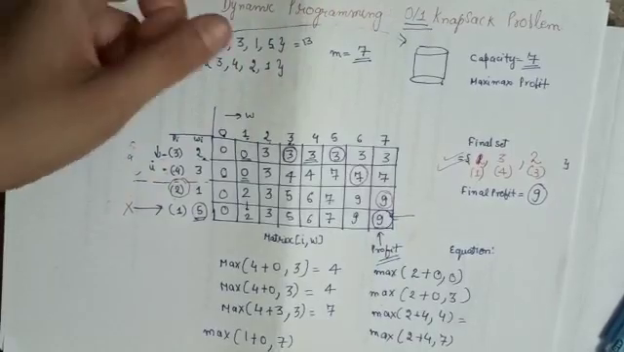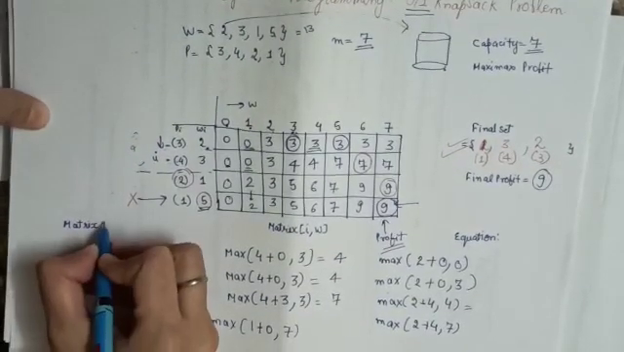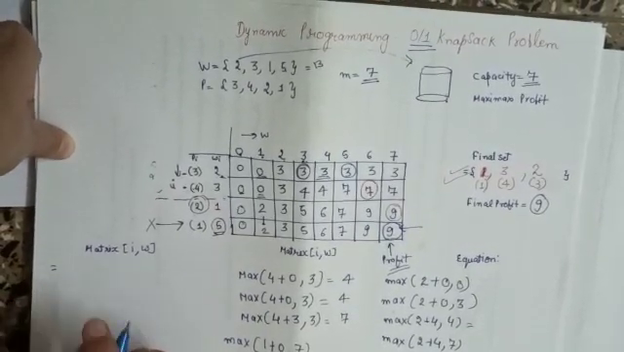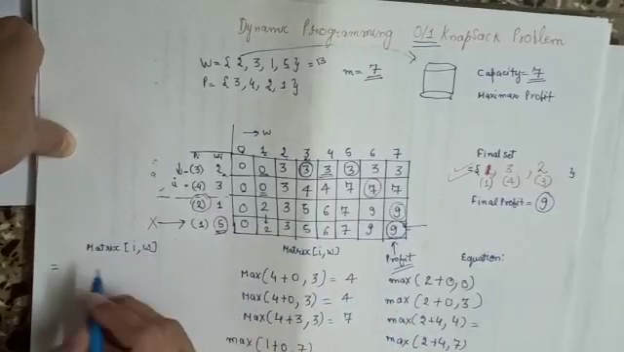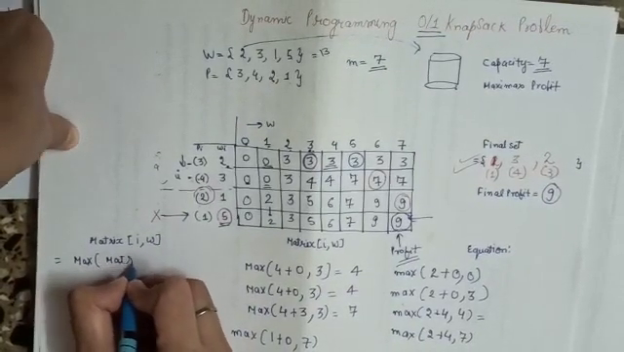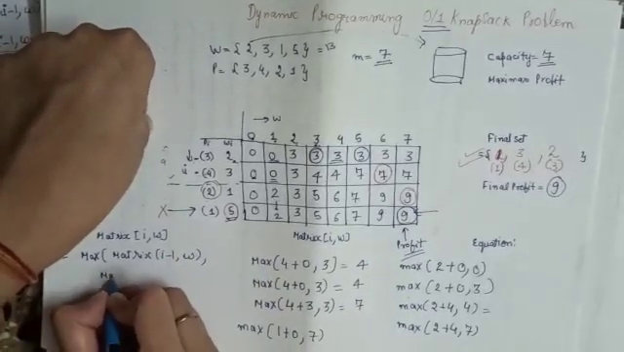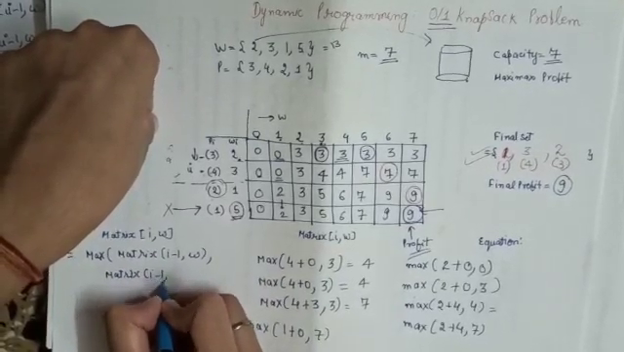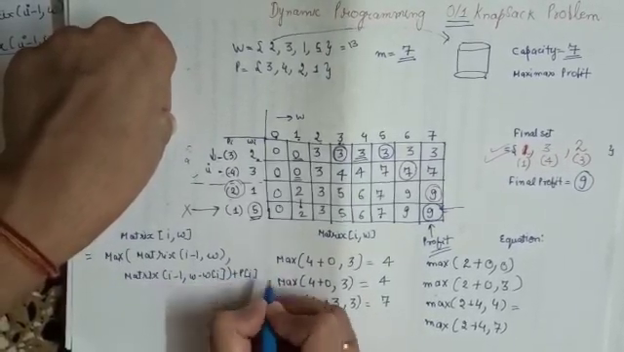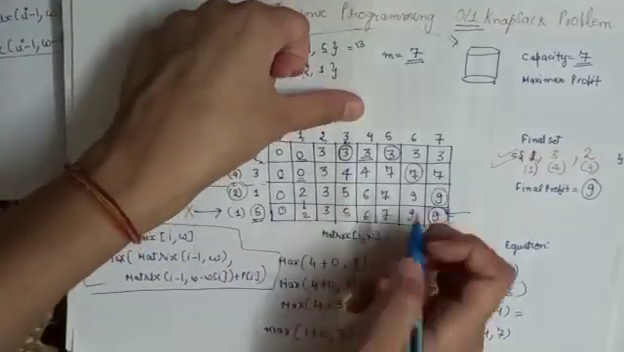So let's make the equation for this matrix. Suppose this is a matrix of I comma W. For any cell with I comma W, the equation will be the maximum of matrix of I minus 1 comma W, comma, matrix of I minus 1, W minus weight of I, plus profit of I. So we can apply this equation and calculate the value for any of these cells.